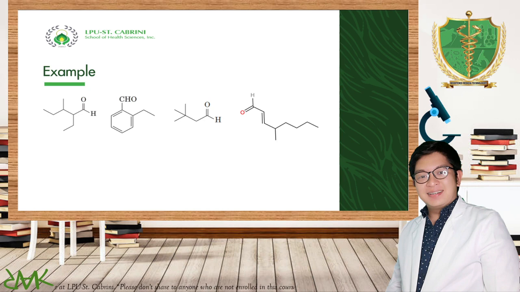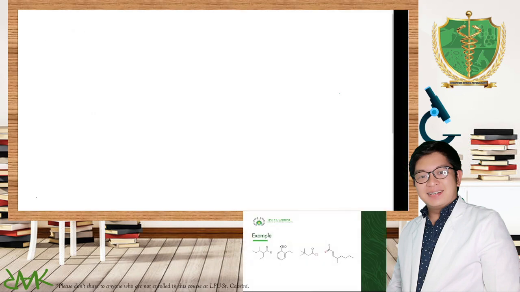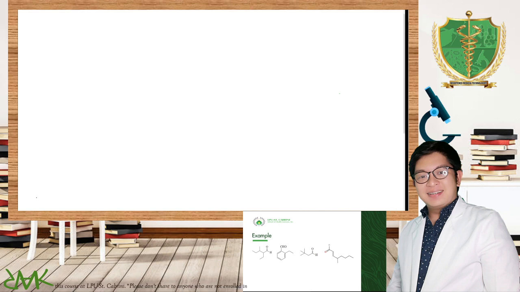Now let's have an example. How are we going to name these organic compounds? The first organic compound, we have here your carbon 1. That is our carbon 1 because that is the carbon that contains the functional group. So this is carbon 1, carbon 2, 3, 4, 5. Therefore, this is our long chain of carbon.